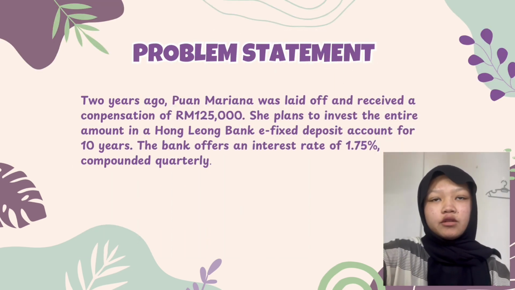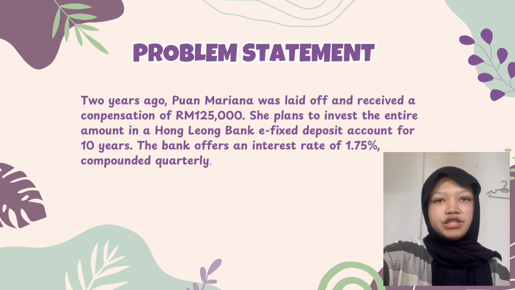Problem statement. 2 years ago, Puan Mariana was laid off and received a compensation of 125,000. She plans to invest the entire amount in a Hong Leong Bank fixed deposit account for 10 years. The bank offers an interest rate of 1.75% compounded quarterly.